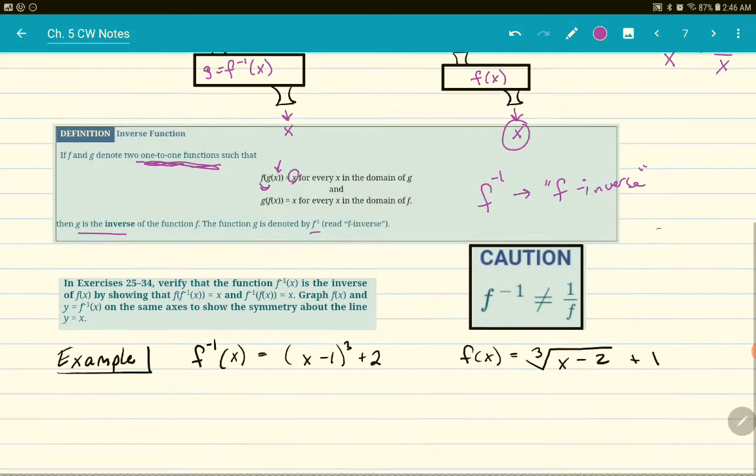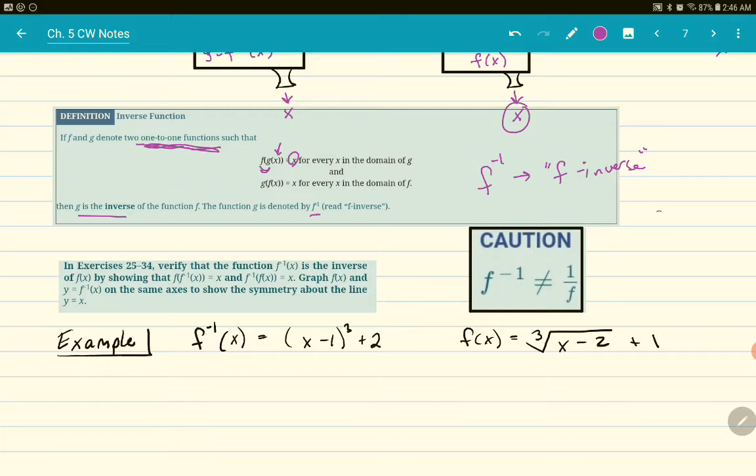So I'm going to do one example here where we're going to verify the function given here is the inverse function of this guy, f of x. So to verify they're inverses of each other, I'm going to compose both functions in both orders and make sure I get my input back.